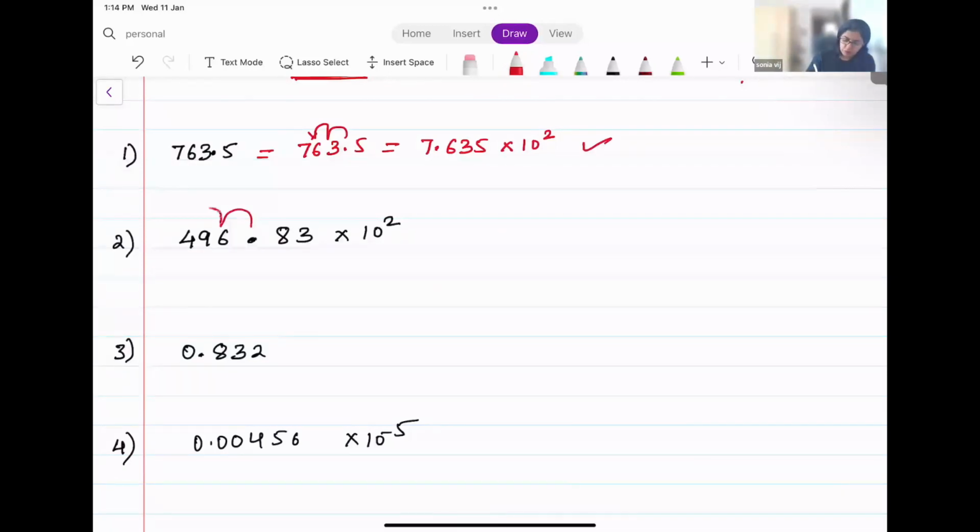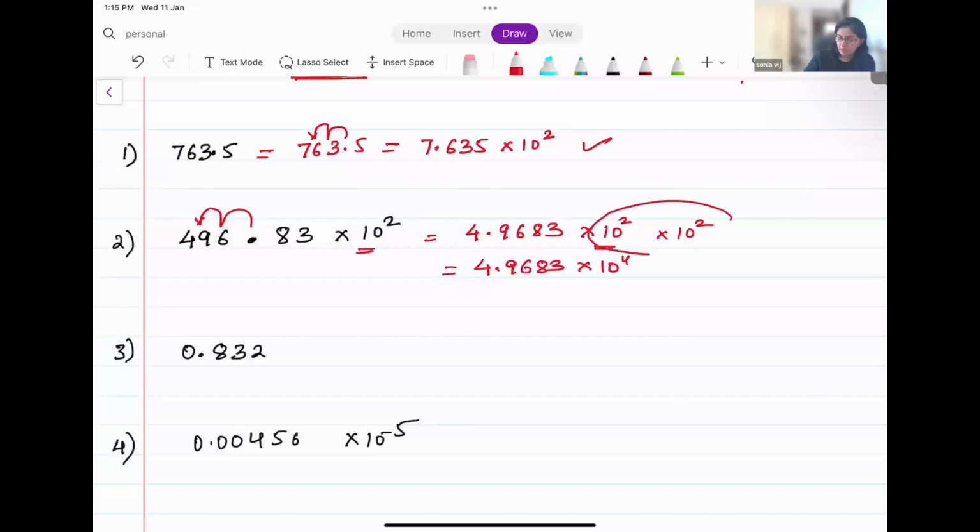Again, I have to move the decimal here. This becomes 4.9683 into 10 to the power 2, and this 10 to the power 2 is already there. You understand? This 10 to the power 2 came because of the shifting of the decimal. Now we simplify this answer as 4.9683 into 10 to the power 4. We are applying the laws of exponents here, that is, the base is the same, the powers get added.